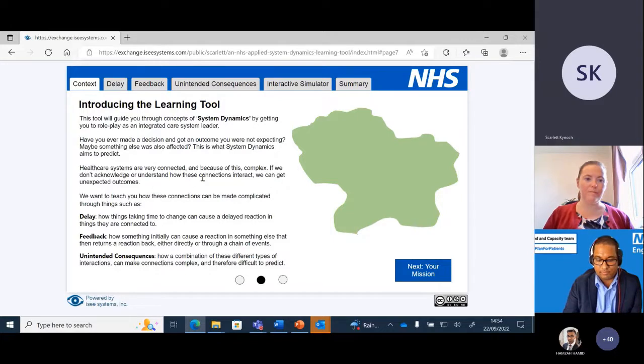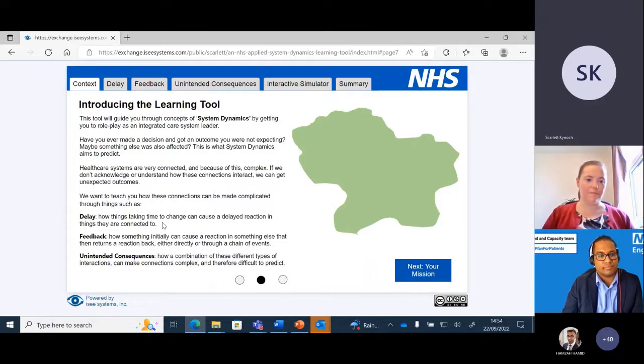Essentially the premise of the learning tool is to guide you through concepts of system dynamics by getting you to role play as an integrated care system leader. And if I take you to the bottom of this, these are the 3 concepts covered in the tool. The first one is delay, and that's how things can take time to change, and the delayed reaction due to how things are connected.